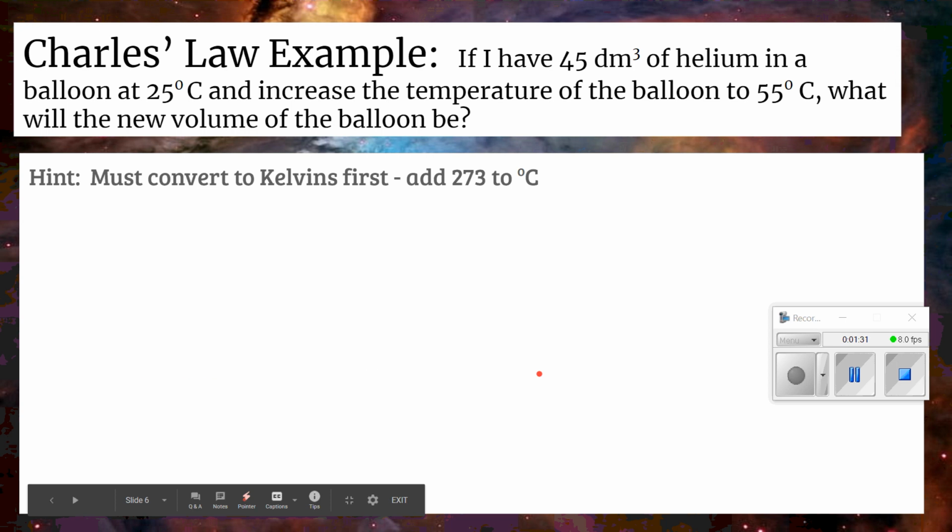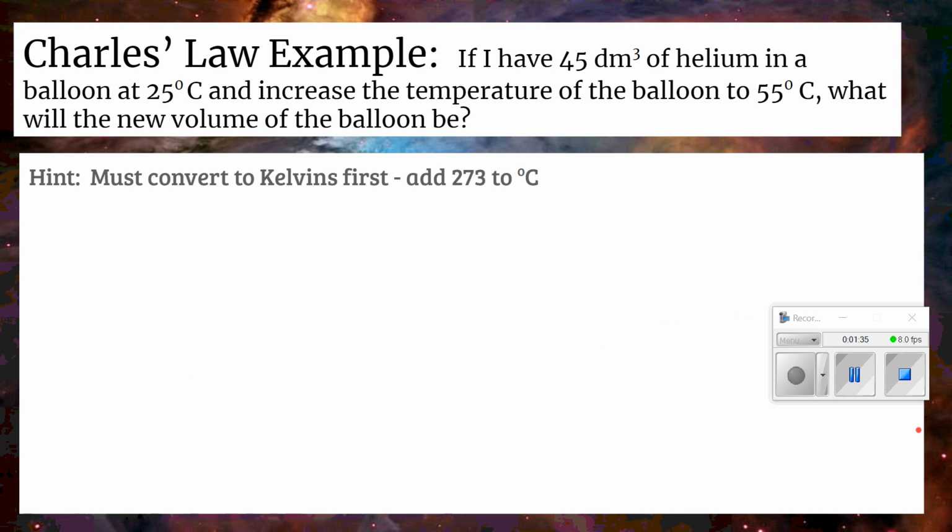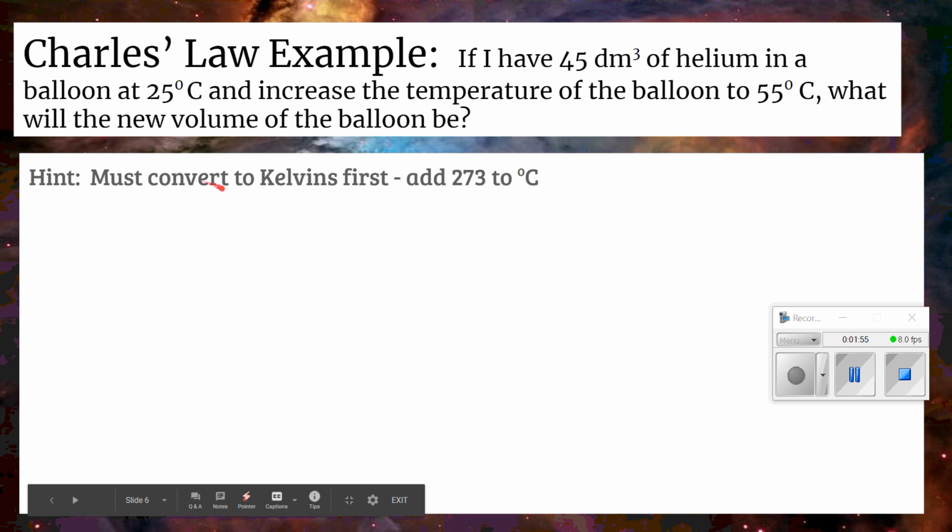And here we go. We're going to give this a go and do this example. If you have 45 liters or 45 decimeters cubed of helium in a balloon that's 25 degrees Celsius and increase the temperature of the balloon to 55 degrees Celsius, what will be the new volume of the balloon? And I gave you the hint that we must convert to kelvins first.